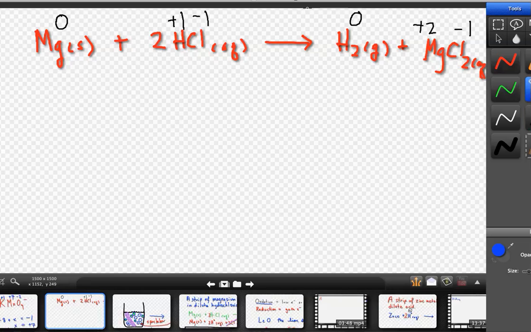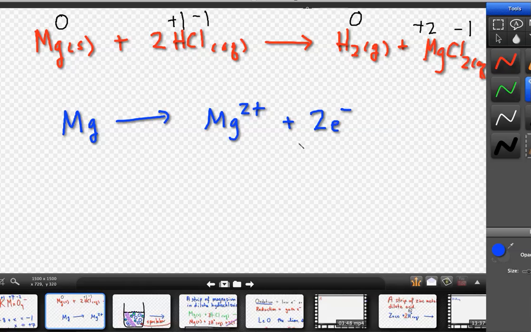Magnesium is oxidized because I go from magnesium to magnesium 2+, which means it must lose 2 electrons, and I do this to balance the charge. 0 in reactants, 0 in products. This is better known as the oxidation half reaction.